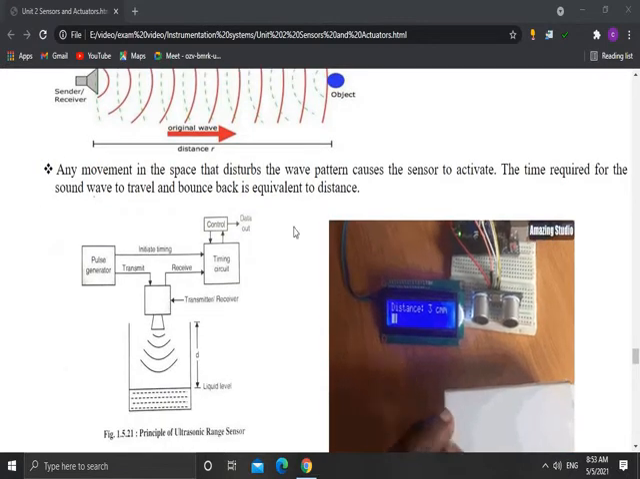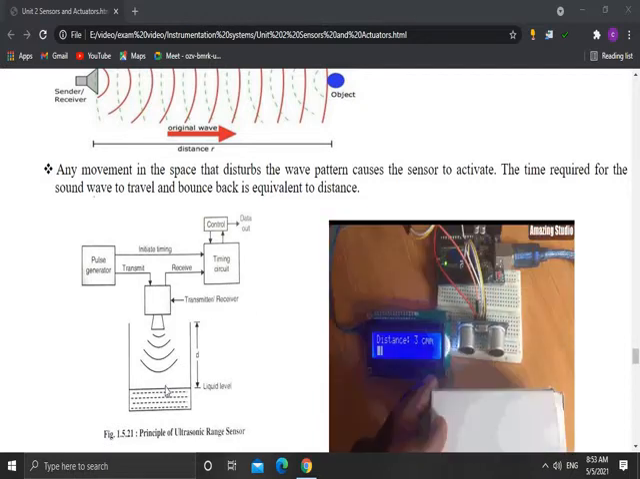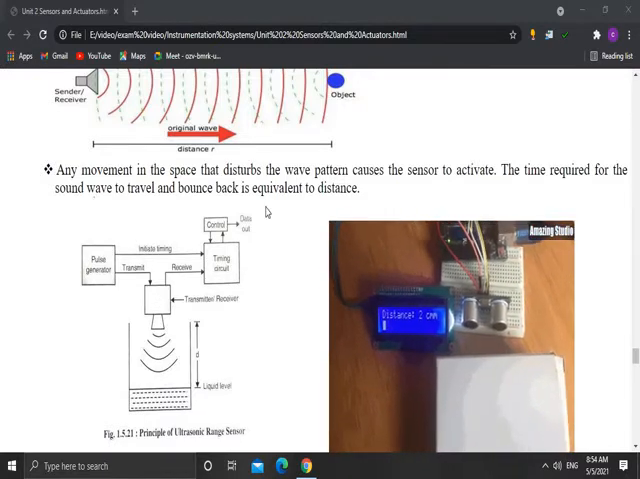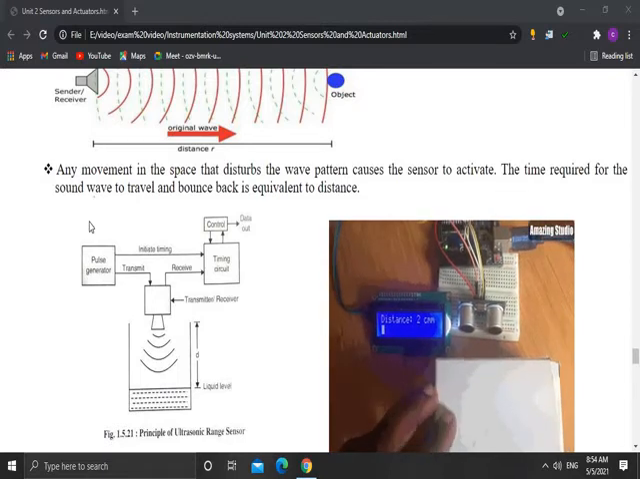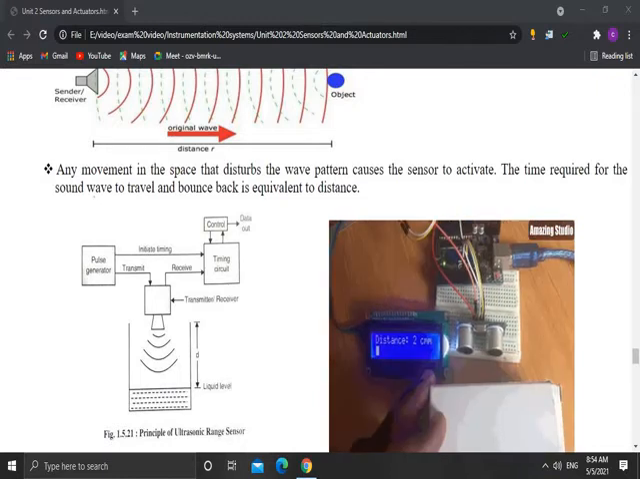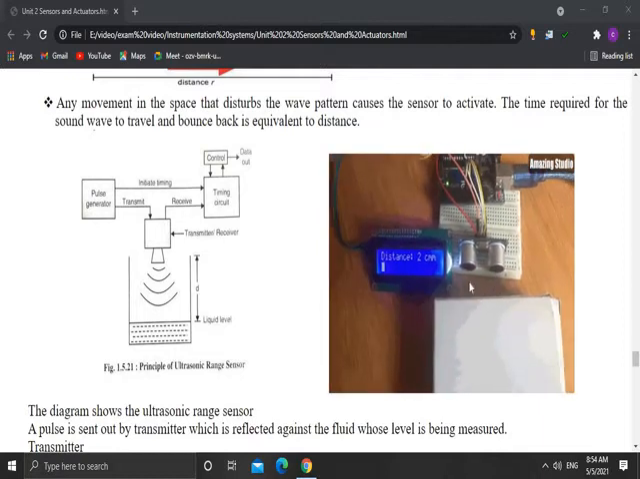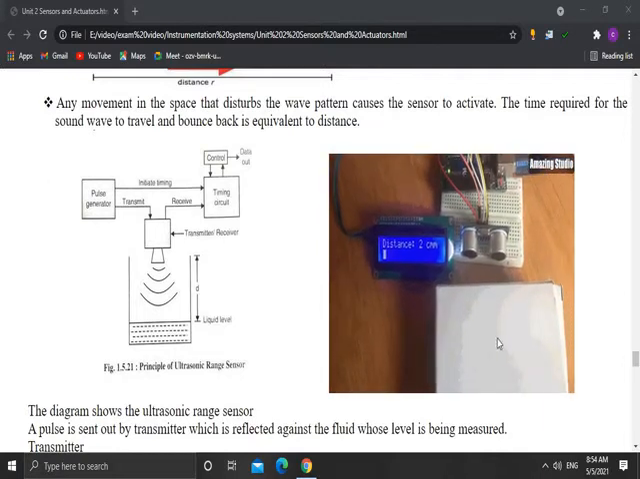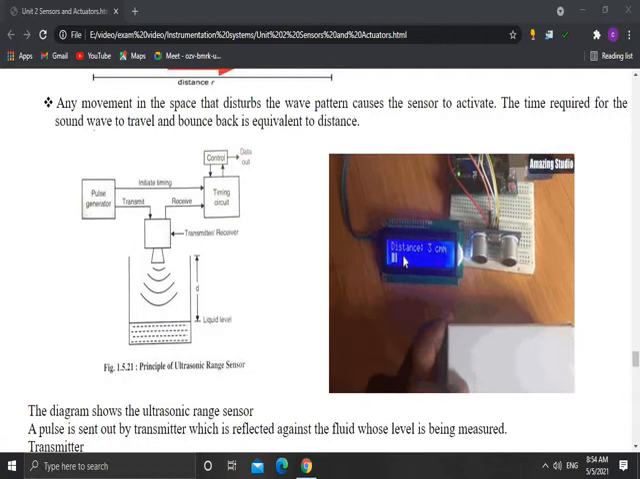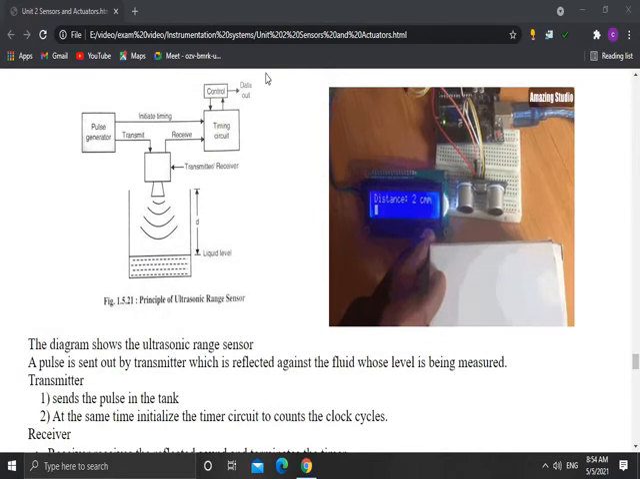So if any object comes in front of the sensor, then due to the movement of the object, the sensor will activate and the sensor will detect the distance based on the sound wave and the time to travel and bounce back. Here you can see one example of an ultrasonic sensor. If we keep the object away from the sensor, then it shows the distance on the LCD. Another example is shown here.